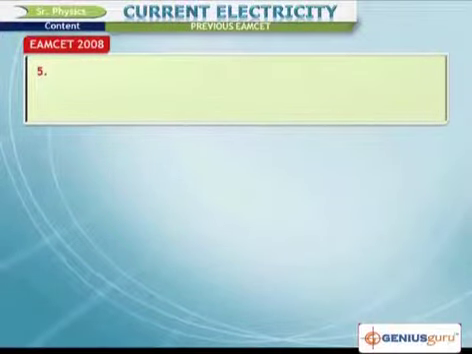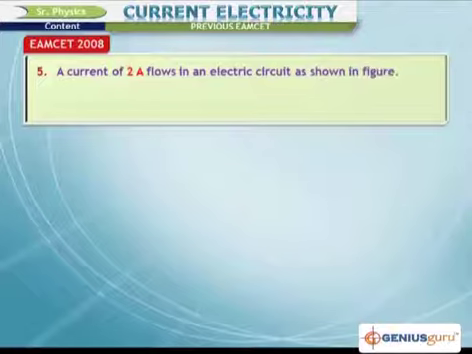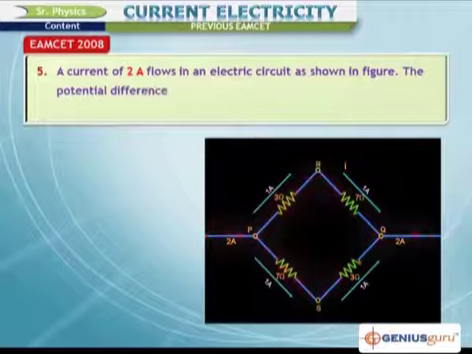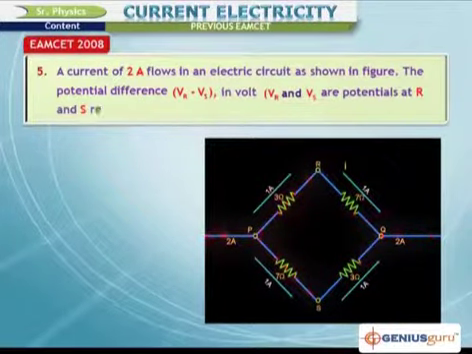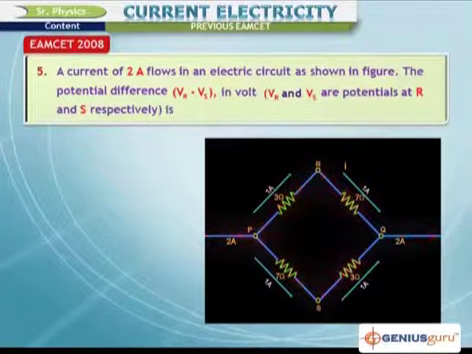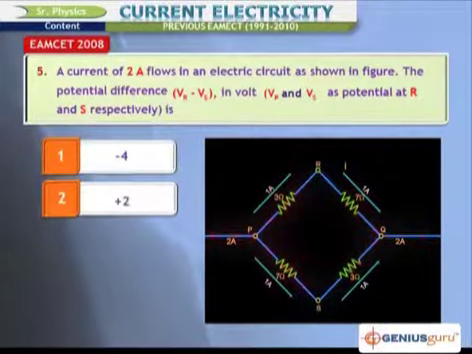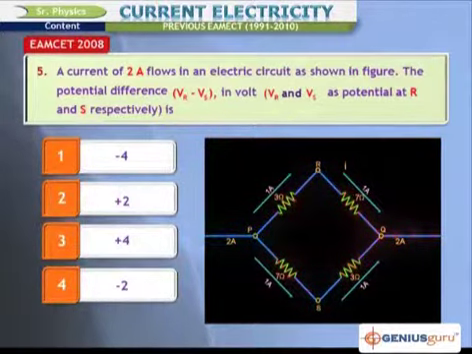Now we will see a problem which was asked in 2008 EAMCET. A current of 2 ampere flows in an electric circuit as shown in the figure. The potential difference VR minus VS in volts, where VR and VS are the potentials at R and S respectively, is: first option minus 4, second option plus 2, third option plus 4, fourth option minus 2.